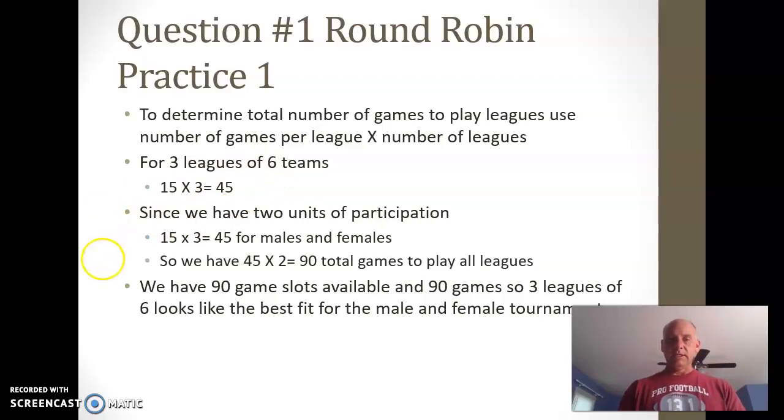So that's what this next part says. Since we have 2 units of participation, males and females, and we know that we have 45 games for each, we can multiply 45 times 2, and that's how many games we can play. Funny how this works out, but we also had 90 game slots. So we're being very efficient there, having 90 games, 90 game slots.